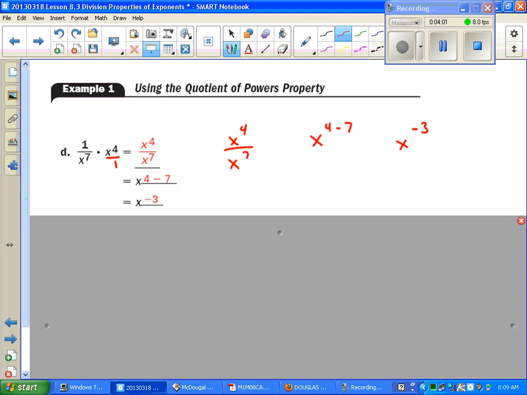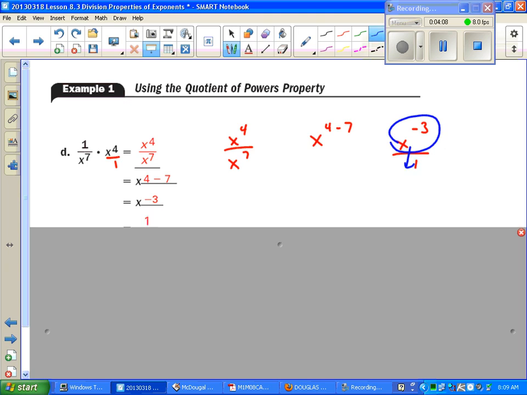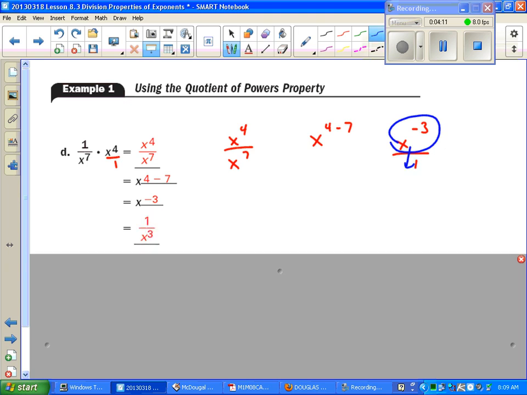When you have x to the negative 3rd, everything's considered to be over 1. So take that x to the negative 3rd. It goes down. It becomes positive. 1 stays at the top. x to the positive 3rd.